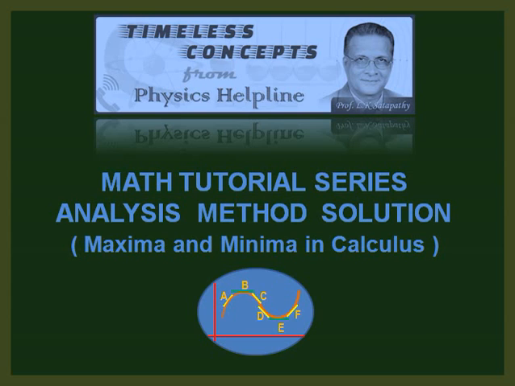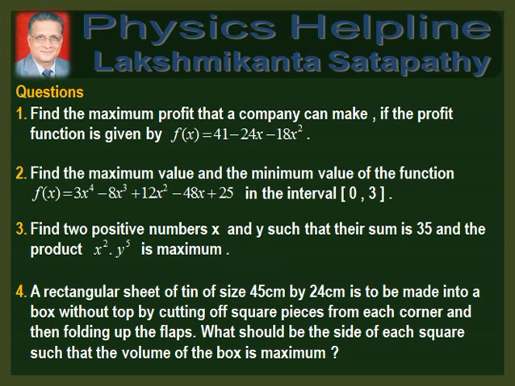The questions are as follows. Question 1. Find the maximum profit that a company can make if the profit function is given by f(x) is equal to 41 minus 24x minus 18x squared.